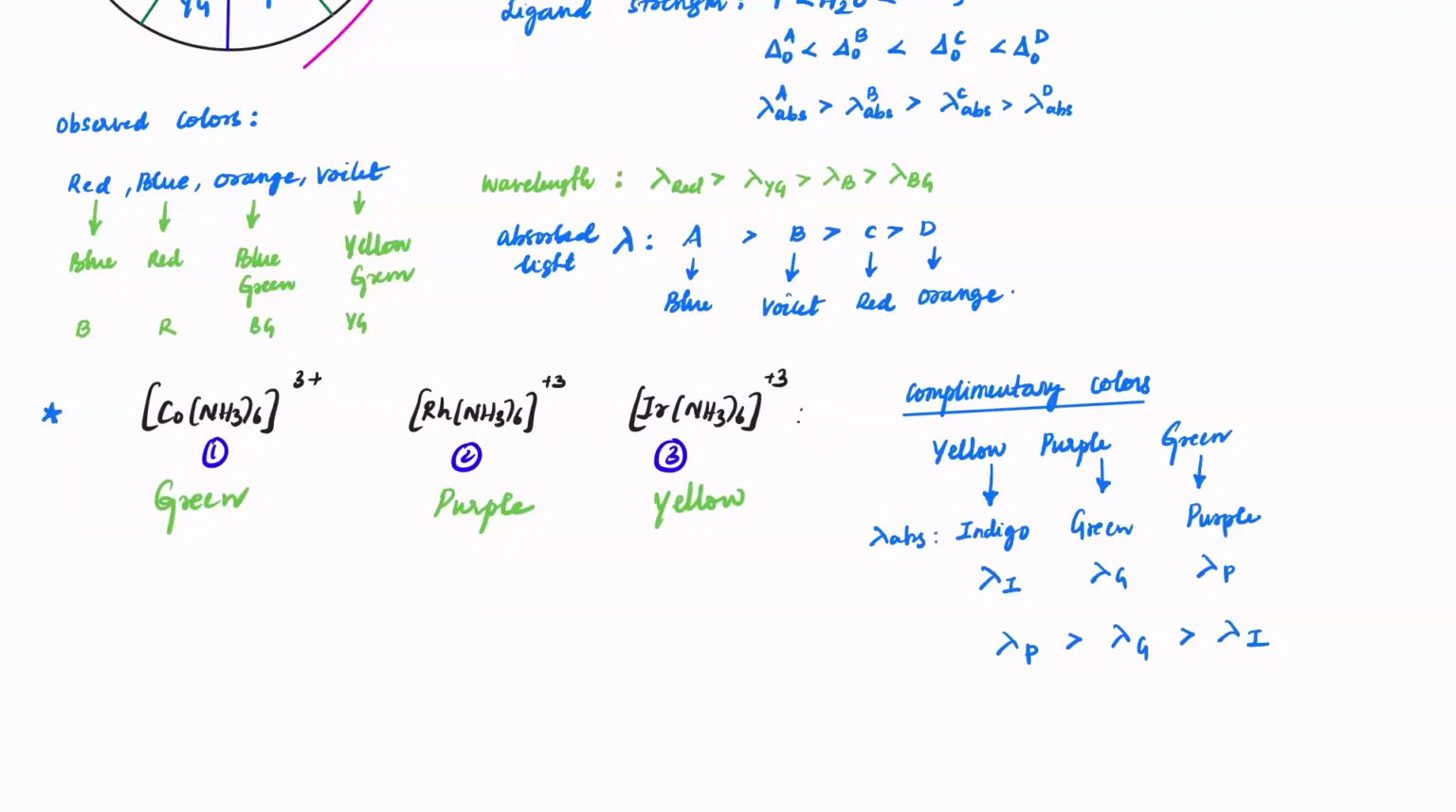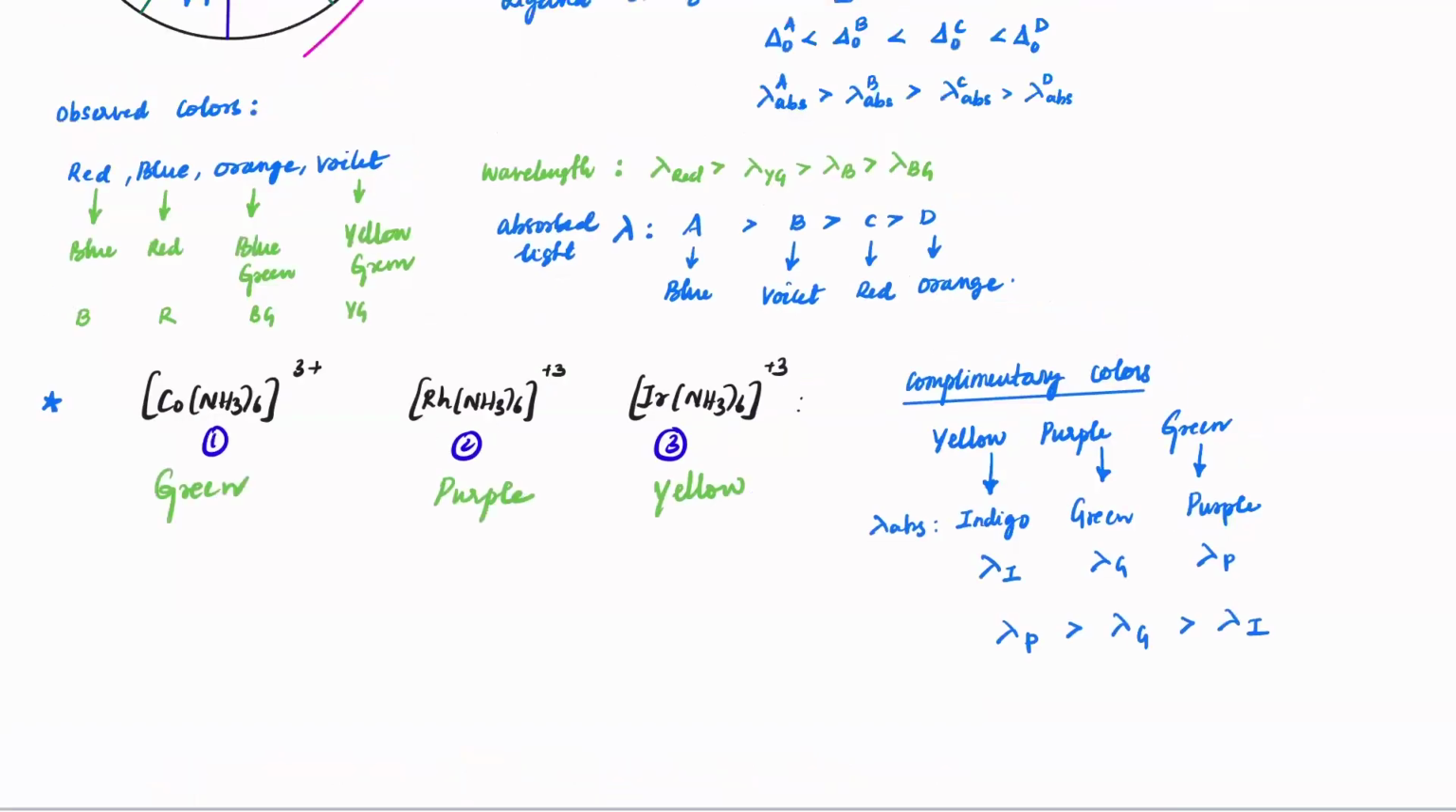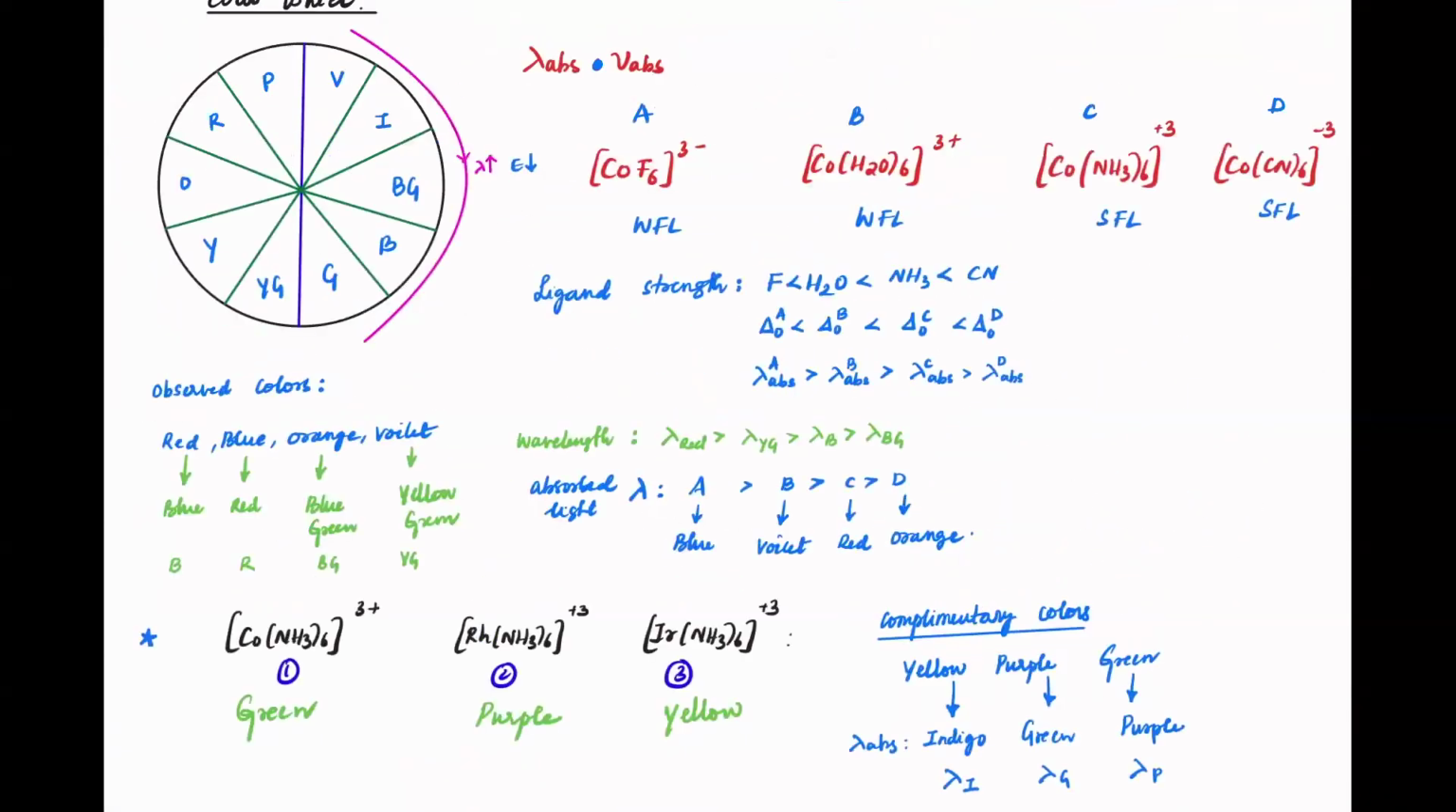So listen to this, everybody. If yellow, purple, green are the complementary colors, then indigo, green, purple are the absorbed colors. If I arrange them in their decreasing order of wavelength, that is purple greater than green greater than indigo. Since purple wavelength is highest, that means absorbed light is lowest. So the lowest will be for here. So that purple is complementing green, so it should be green. Likewise, the rest will be purple and yellow. Okay, so this is what you need to learn from the color wheel.